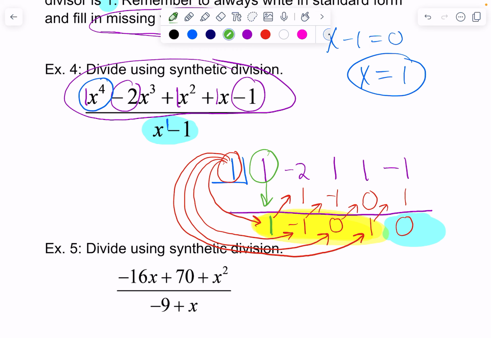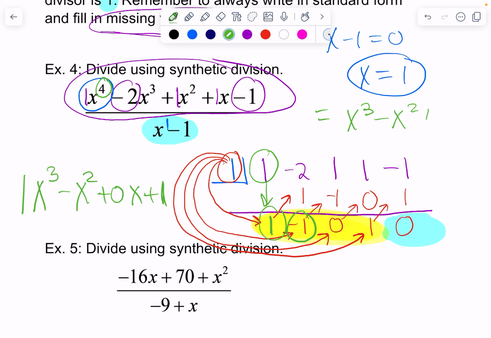So that first green 1 is 1x to the 3rd power, because 4 minus 1 is 3, followed by minus 1x squared, followed by 0x, followed by a positive 1. So my answer would be x cubed minus x squared plus 1. Trust me, this is actually easier than long division.